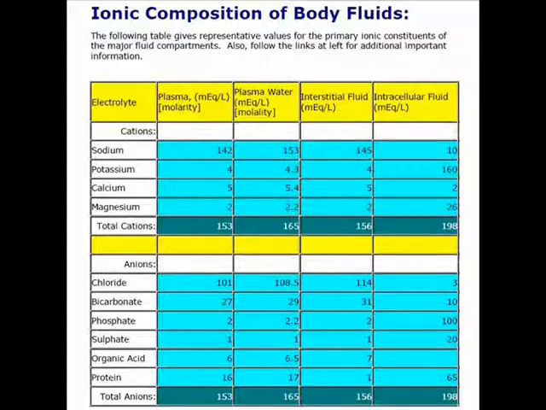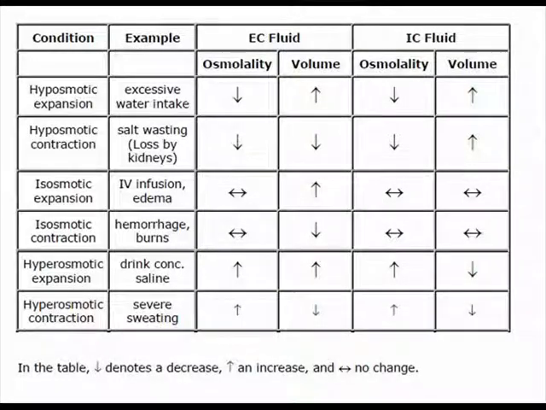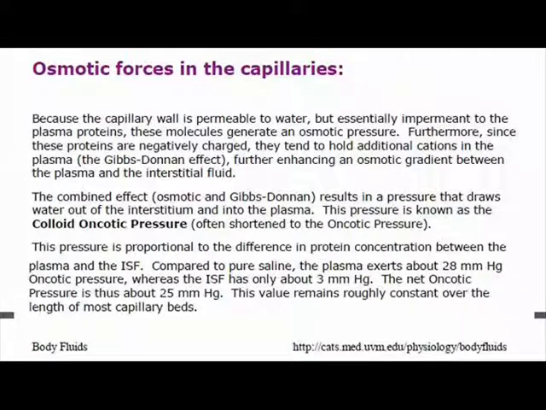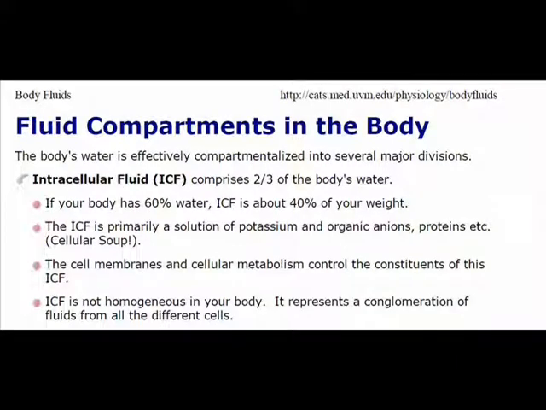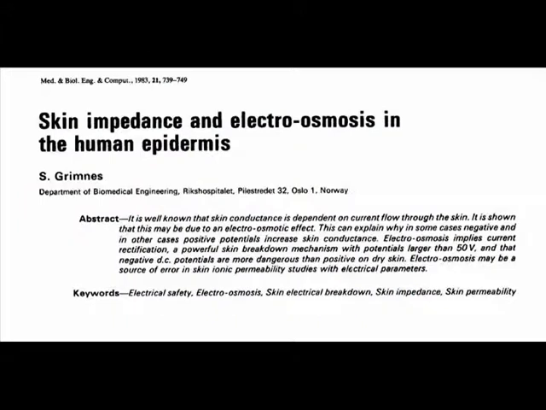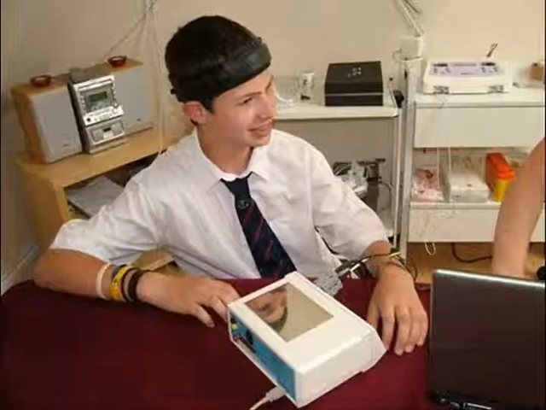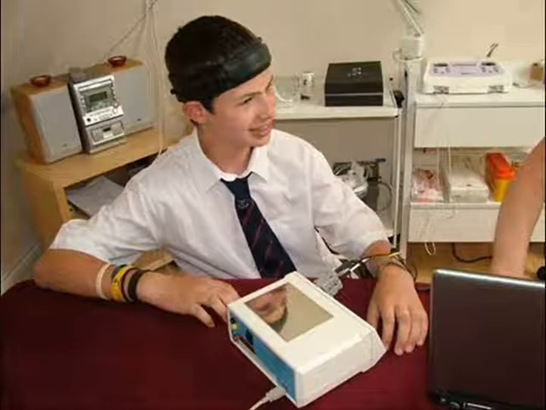But we can see that inside the body, there's an ionic composition of the body fluids. And each of the different minerals has its place in its osmolarity and its volume factors in a normal field. And the osmotic factors can be very important in the capillary action. In fact, it's important in all actions because it's important for every part of the body. And electroosmosis can happen in the human epigenesis.